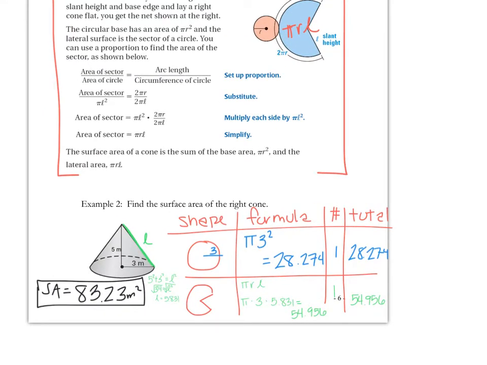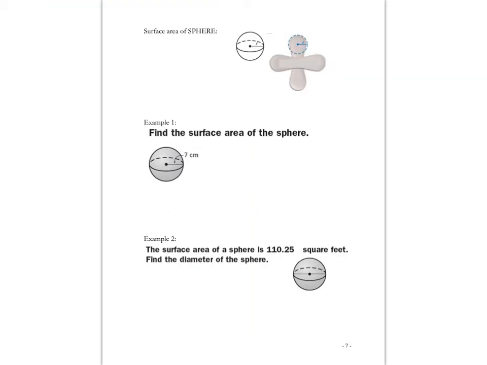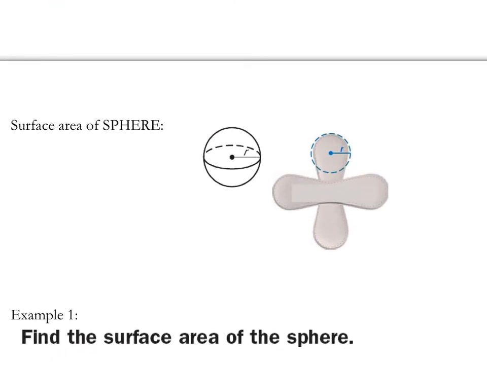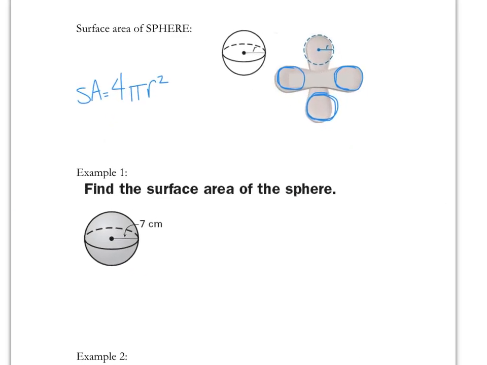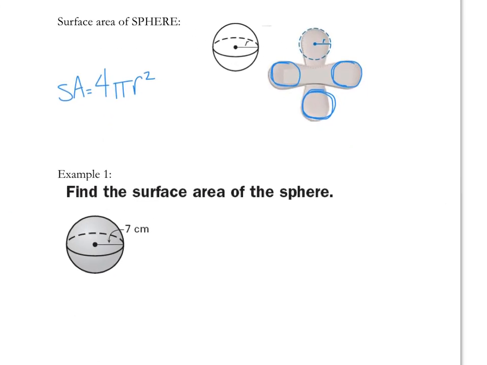We have one more shape left, and it is a sphere. If I unravel a baseball, you see here, pretty much, if I got rid of all the overlapping material, I'm going to see 4 circles. Well, that is the formula: 4 pi r squared. That's it. That's the surface area of a sphere. So this one's super easy. You don't even need the chart.